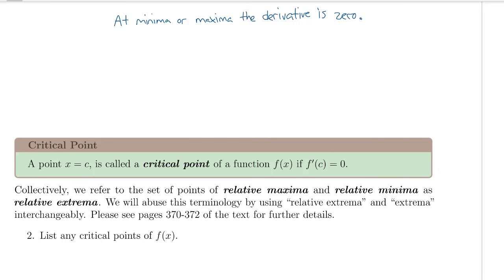Whenever you see the words maxima or minima, we're always referring to relative maxima or relative minima. That just means any maxima or any minima. You can talk about absolute maxima and minima, and we won't distinguish between those in this course in general. And then extrema is just talking about these things collectively. So you'll see all of those terms, and we'll use them interchangeably.